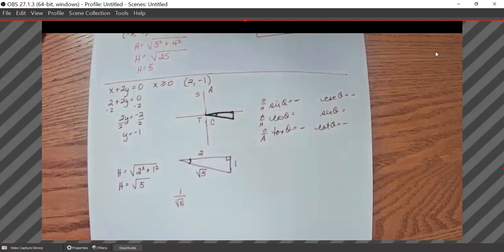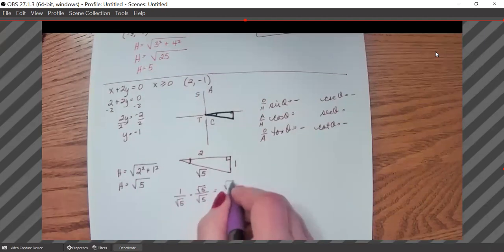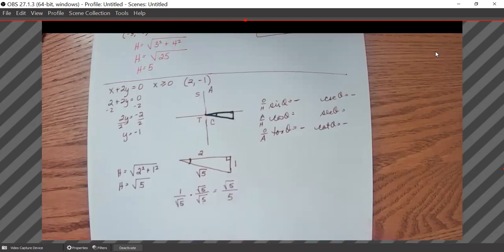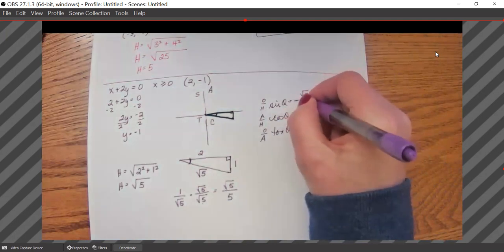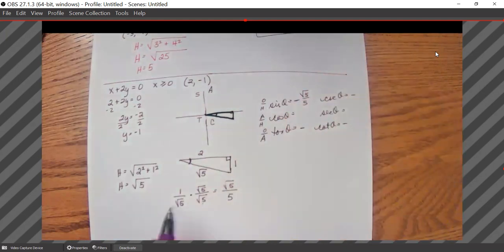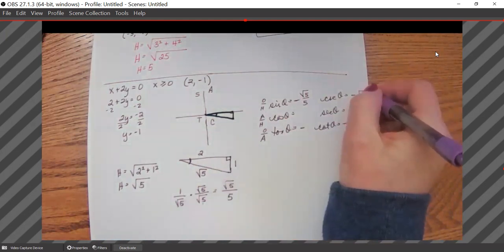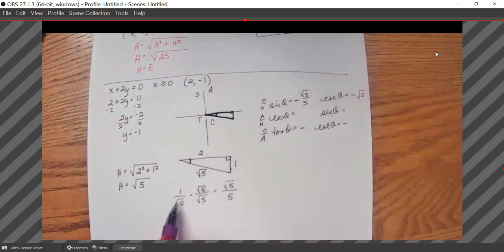Now, math people do not like radicals, square roots, in the denominator. So I'm going to multiply that by 1, but a certain way of writing 1. And here it is, because I get the square root of 5. The square root of 5 times the square root of 5 is just 5. So my sine of theta is going to be square root of 5 over 5. And the reciprocal of that is just square root of 5. The reciprocal of 1 over the square root of 5 is just square root of 5 over 1.